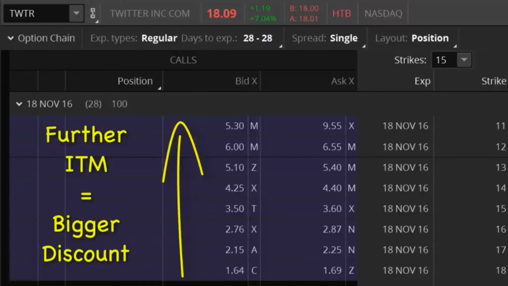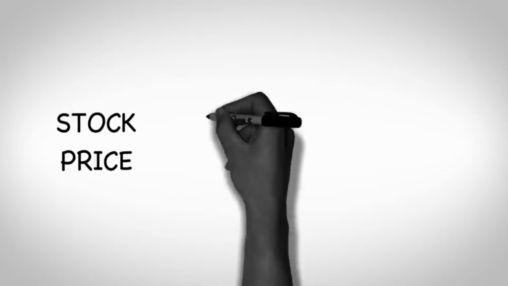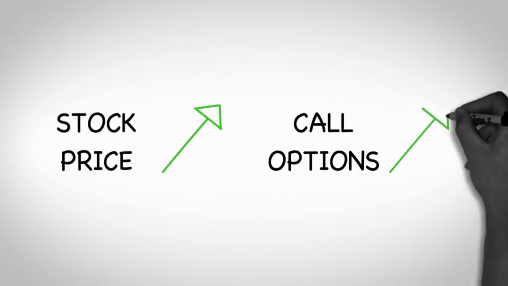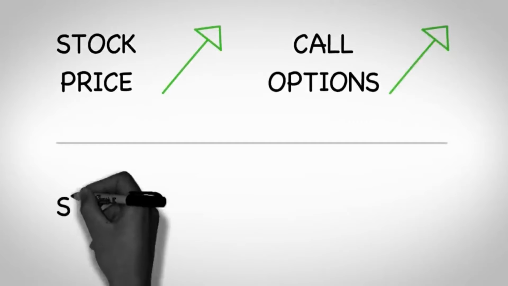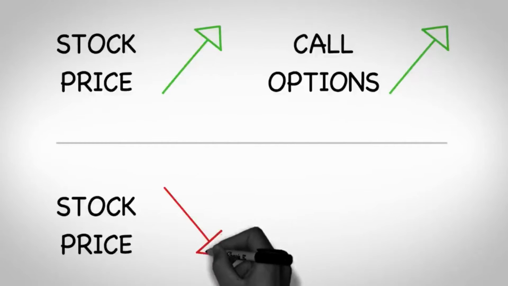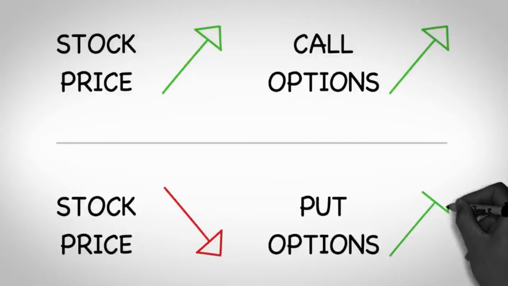So if you own a call option and the stock price goes up, then that call option will increase in value because it is becoming more and more in the money. Let me repeat because this is important. If a stock's price rises, then that stock's call options will increase in value. And if you own a put option and the stock price falls, then that put option will increase in value.